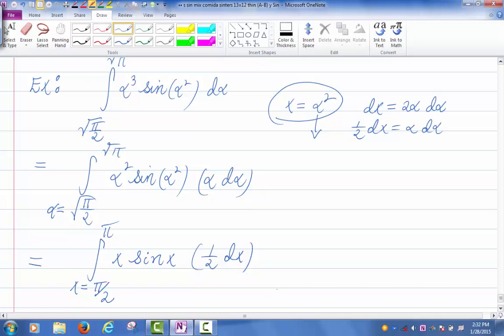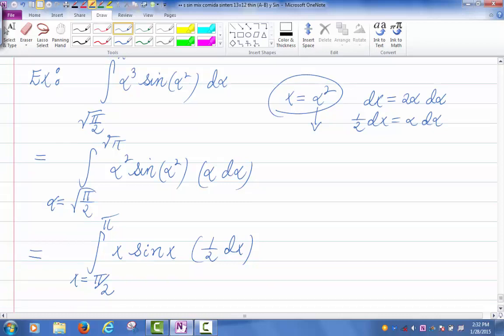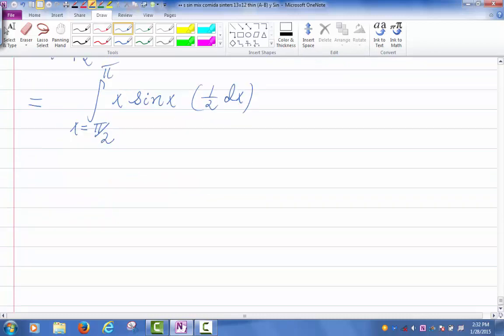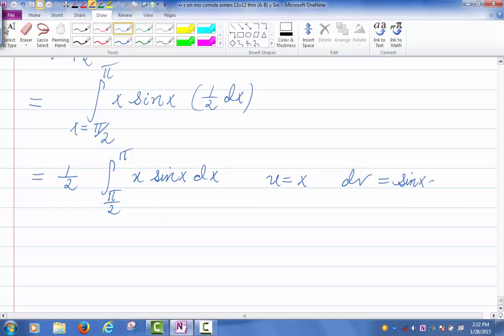Right? Alright, so now the integrand looks familiar. It is half the integral from pi over 2 to pi, x sine x. And what should I do? Integration by parts, right? So I take u to be x. What should I pick for dv? Sine x dx. We have done this before. So what is du? dx, and v is negative cosine x, right?